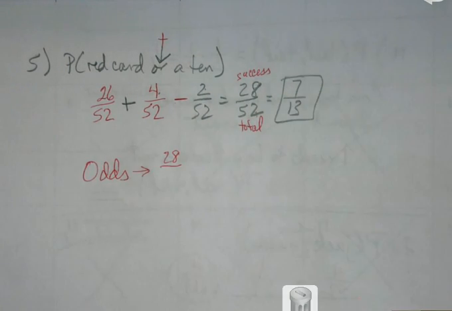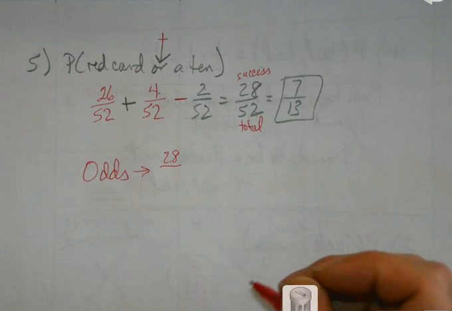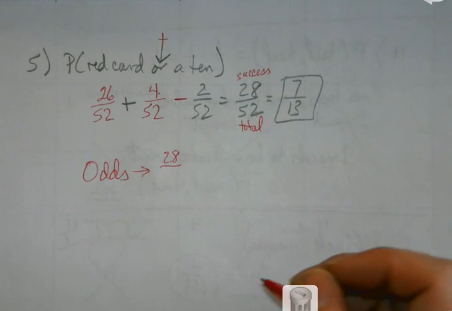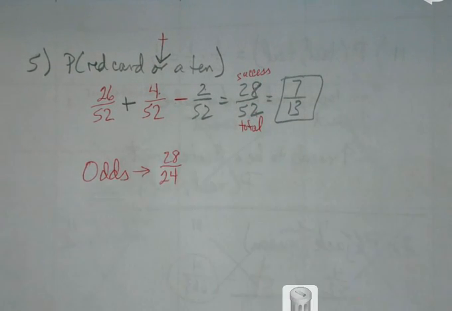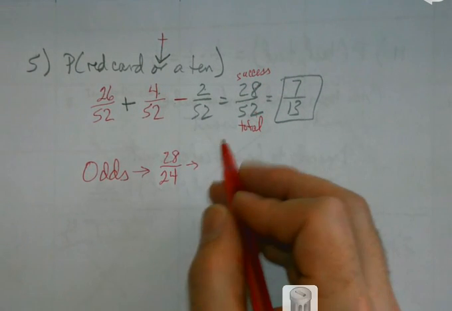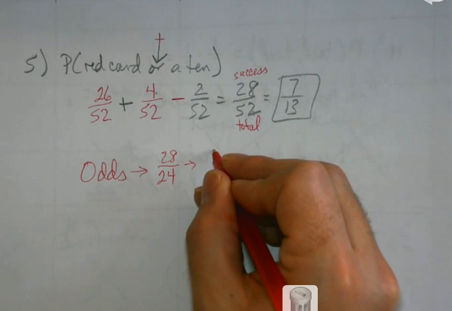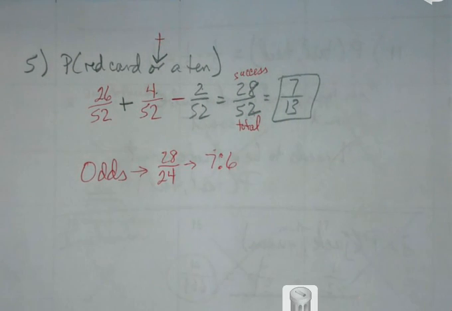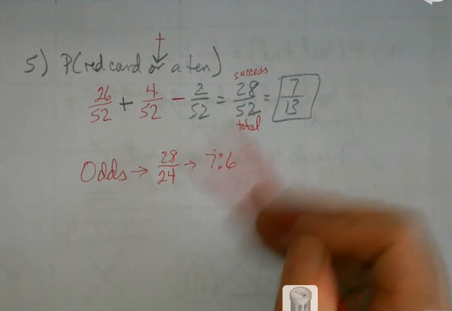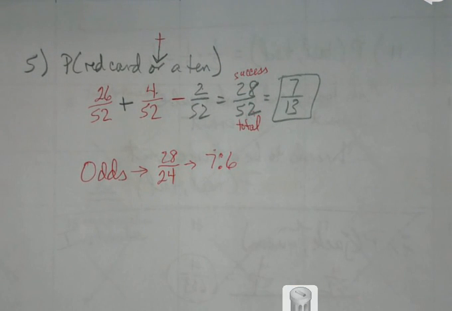52 total, 28 successes. How many failures? 24. Thank you. Did we already do 17? We can. And then again, once I get to here, I could reduce this down. So if I did 4 in each of those, it'd be 7 to 6 would be my odds. It's different than probability, but I can use the same information to get either. And that's kind of the point that I'm just trying to get across here with these, that you can do that.